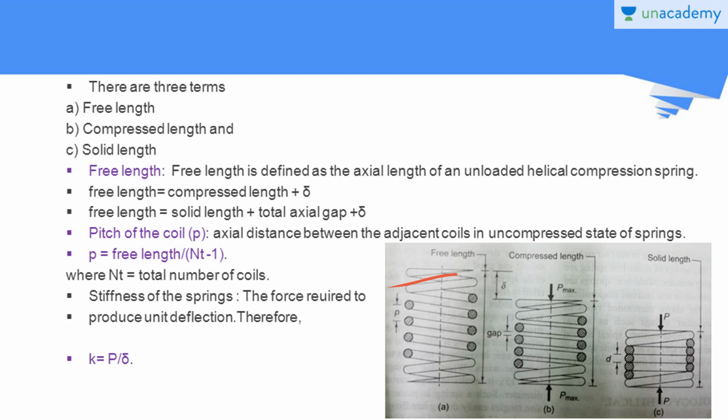You had better have knowledge about these terms, okay. Stiffness of the spring is the force required to produce unit deflection. Therefore it is given by K equals P by delta. So if we apply some amount of force which causes a unit deflection, that value is given by K, equal to P by delta.